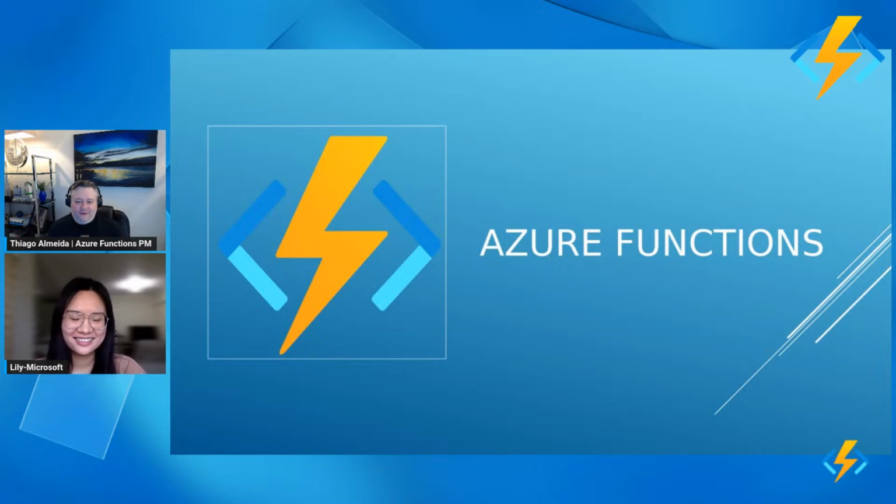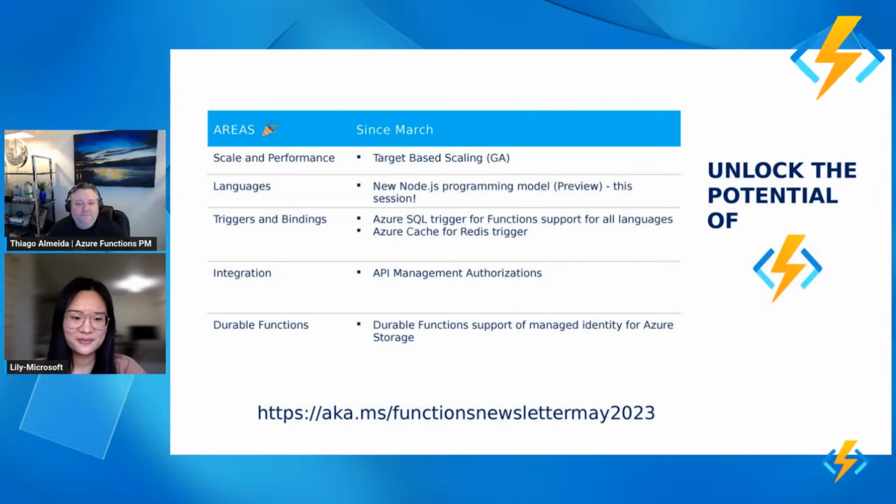Great. All right. So I wanted to cover some updates since the last meeting that we had, that was in March. And you can check out the May edition of our newsletter that just went out yesterday for the links for all of these. Just to cover some areas here, in the area of scale and performance, which is something that I've been working on quite a lot recently for Azure Functions, we released target-based scaling, which allows you to take more control of how the scaling works for your applications and your Azure functions. So make sure to check that out.